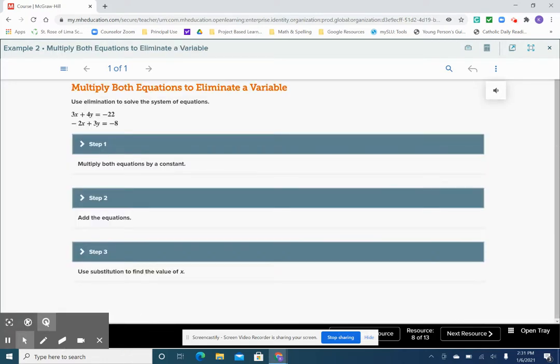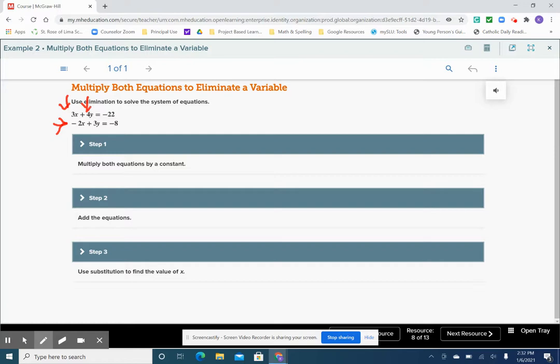Okay, now the second part of this is multiplying both equations to eliminate a variable, which is when there isn't something that you can multiply to get the other one. So I want you to pay attention, this is where you have to use some decision-making skills. If you look at this equation, you can't multiply 2 times anything to get 3, and you can't multiply 3 times anything to get 4. So you're going to have to multiply both equations to get something.